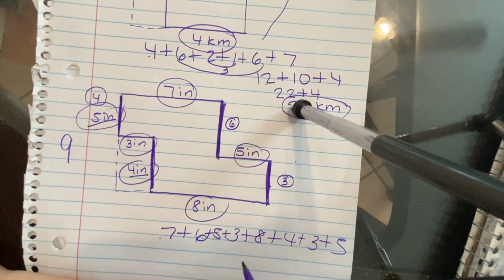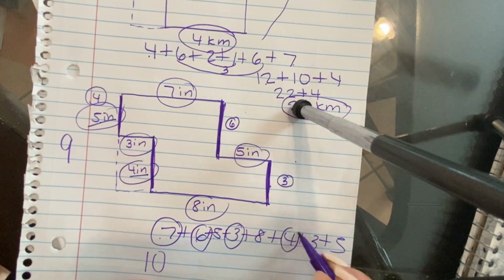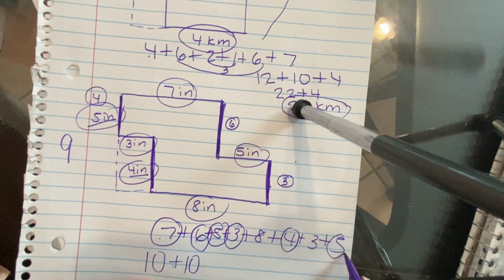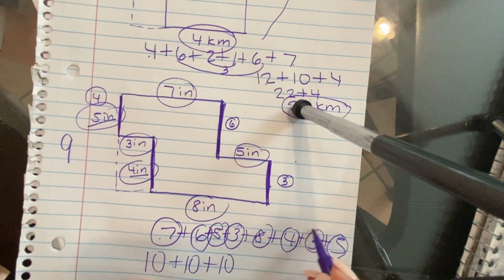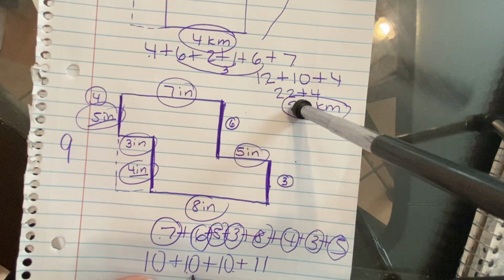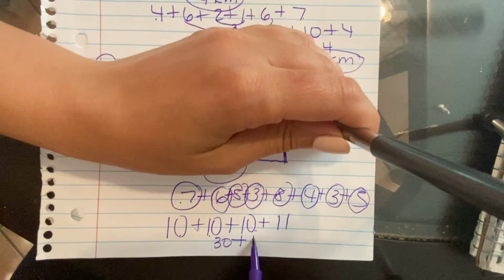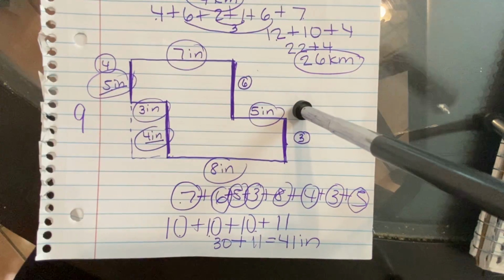Let's do 7 and 3. There's my 10. 6 and 4. There's another 10. 5 and 5. There's another 10. 8 and 3. It's 11. So 10 plus 10 plus 10 is 30. Oh, you can't see me. 30 plus 11 is 41. So 41 inches.